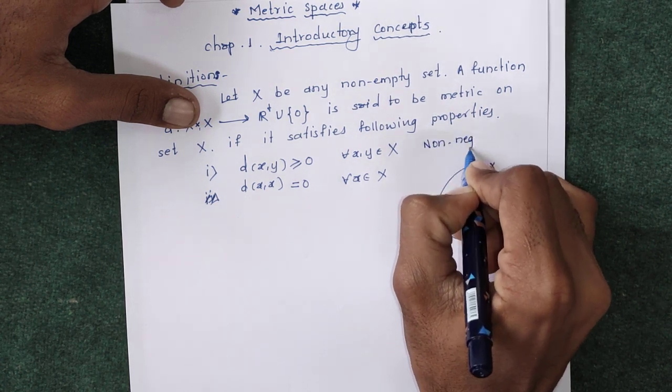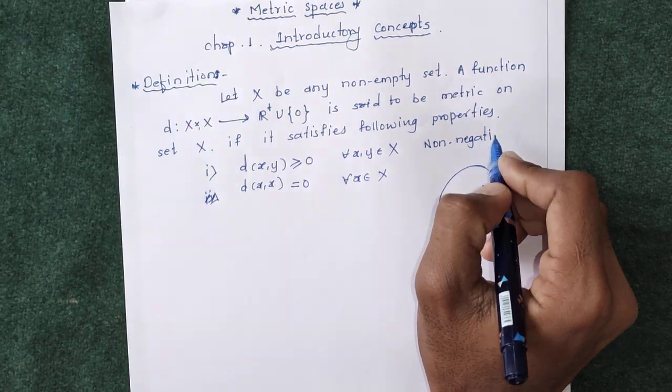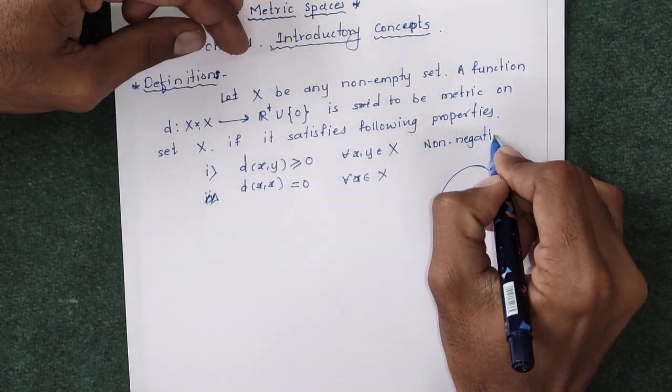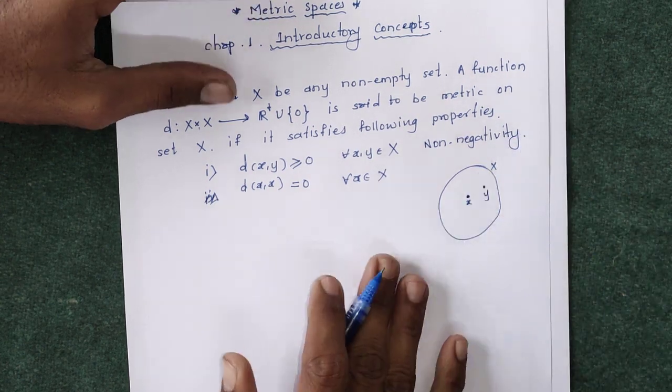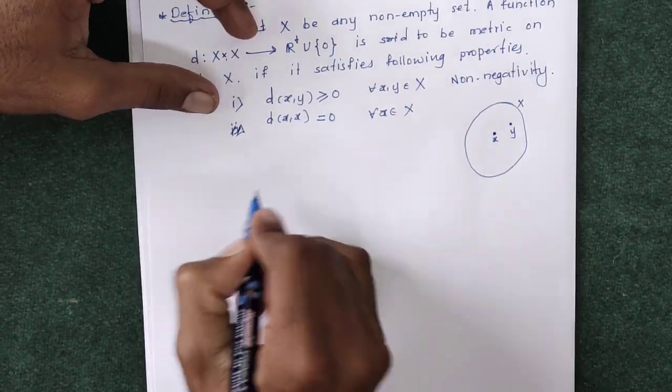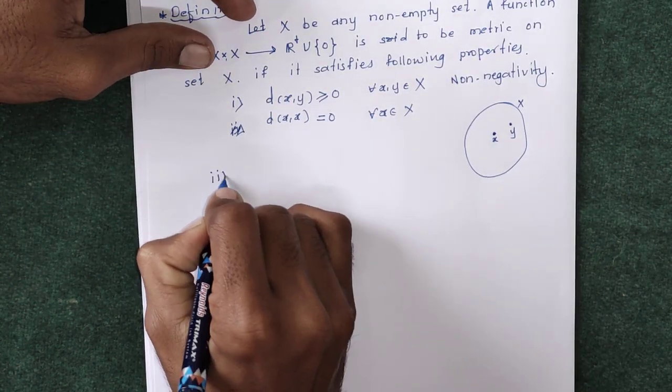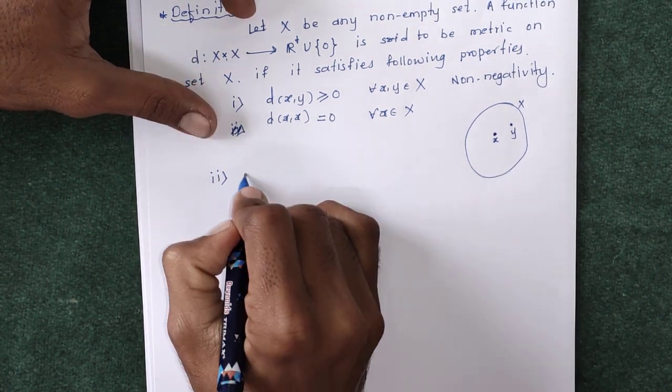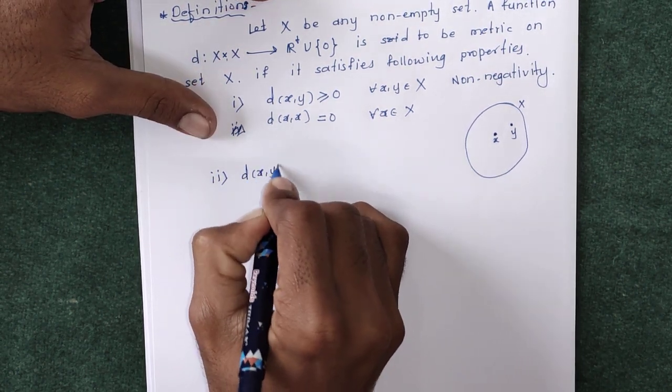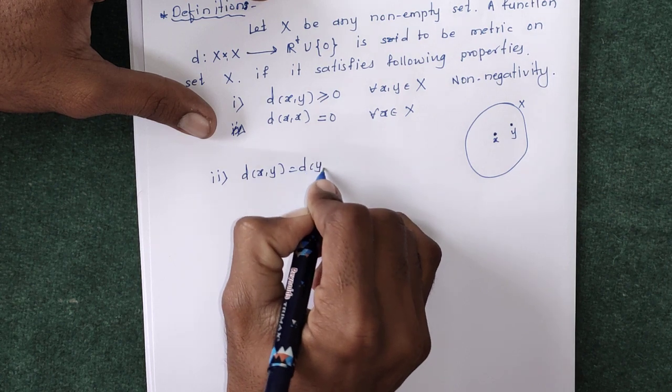non-negativity. Non-negativity is our first property. Second property is symmetric axiom, that is distance between x and y is equals to distance between y and x.